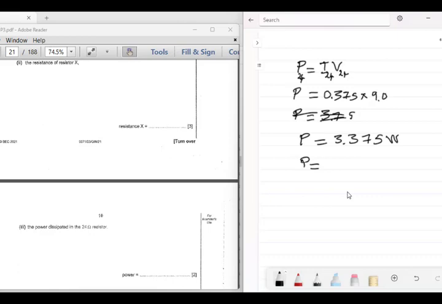If it's not exact, but this one is exact, it's okay. But if you want to stick with 3 significant figures, it could be 0.38 watts. But for this one, it's exact. Remember, the unit for power is watts. So that's it. I think we have, as you can see, the questions.